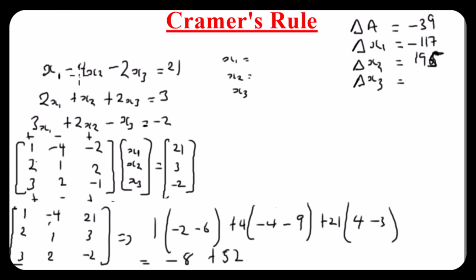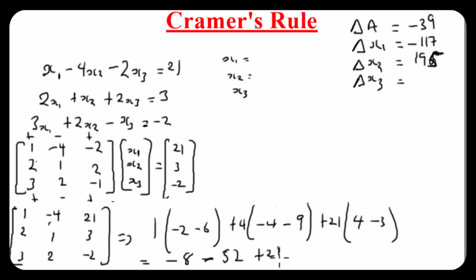So there should be a negative here. This should be negative, not positive, because -4 minus 9 is negative 13. By the time you multiply them, it should be negative instead. So 4 minus 3, that's 1. And +21. All right.